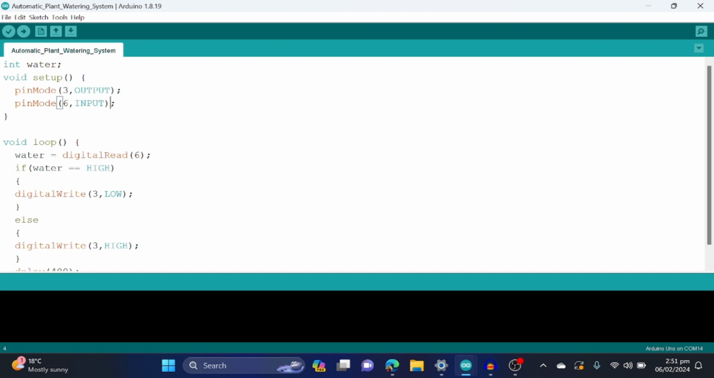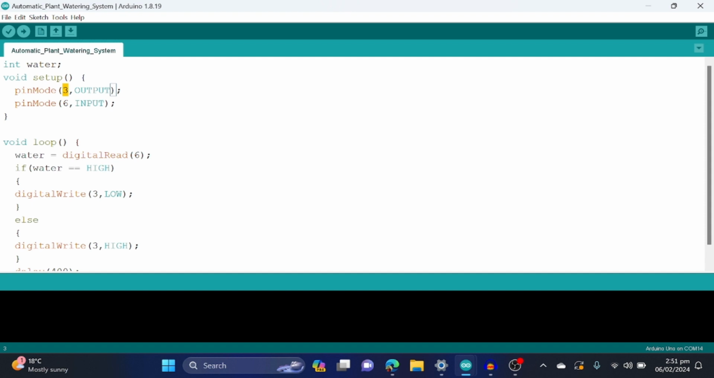There you will be getting the output. For the next pinMode, just copy it and paste it below, replace 3 with 6 and OUTPUT with INPUT. So there you have input. You will be connecting the soil moisture sensor module's output to pin number 6 of the Arduino. Got it? So you are connecting the output of the moisture sensor to pin number 6 and getting the output at pin number 3.